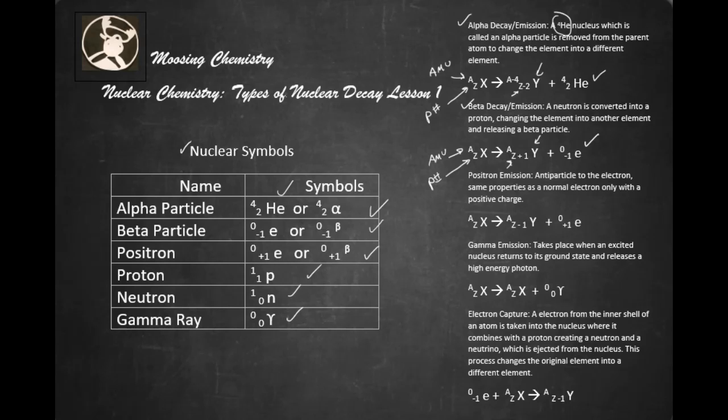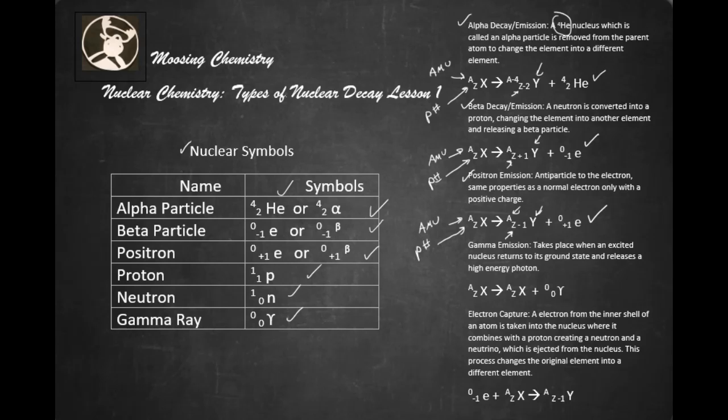A positron emission, which is next, is an antiparticle to the electron. Same properties as a normal electron, only with a positive charge. Okay, so here's our atomic mass unit, our AMU, and here's our atomic number, which is the number of protons, right? So our AMU is going to stay the same, our element's going to change, and we're actually going to lose a proton here, creating a positron particle.